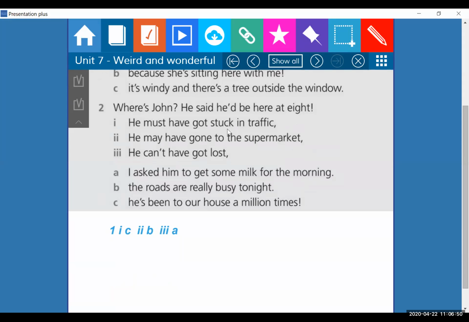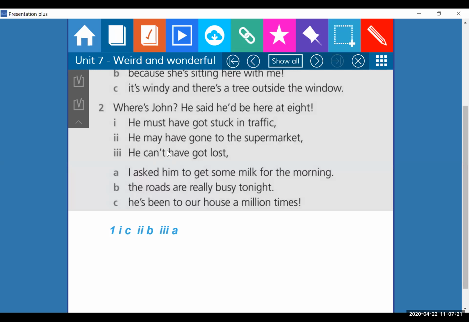He must have got stuck in traffic. He may have gone to the supermarket. He can't have got lost. So the first one, there's certainty that something happened. Second one, there is a possibility that something happened. And the third one, can't have plus verb 3, there is a certainty again that something didn't happen.